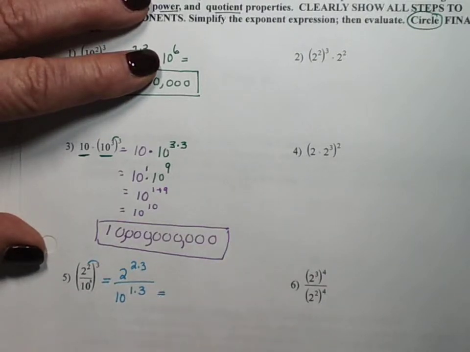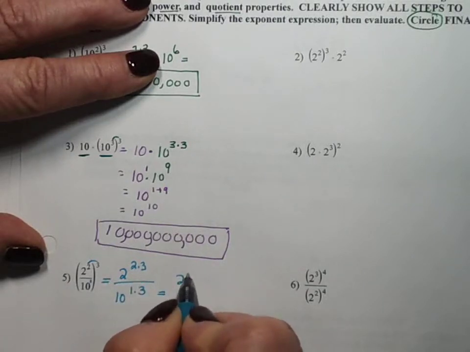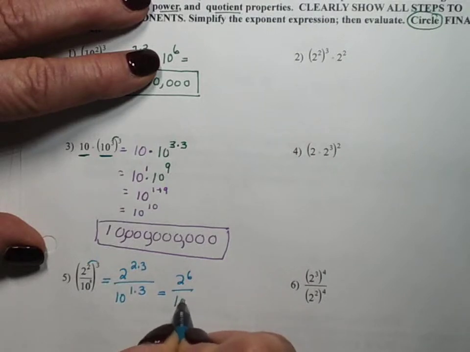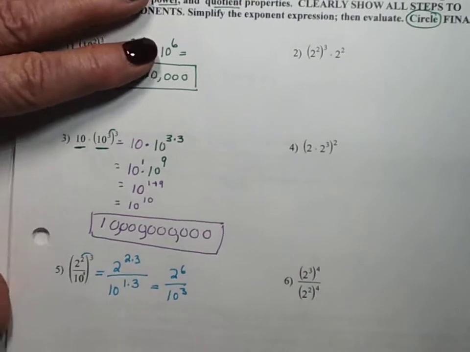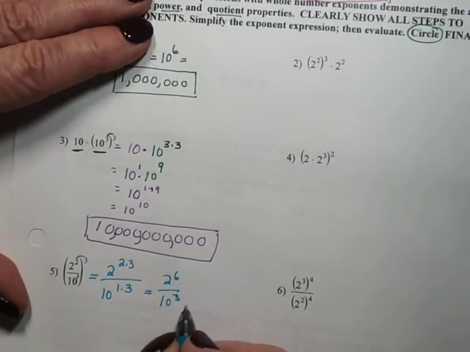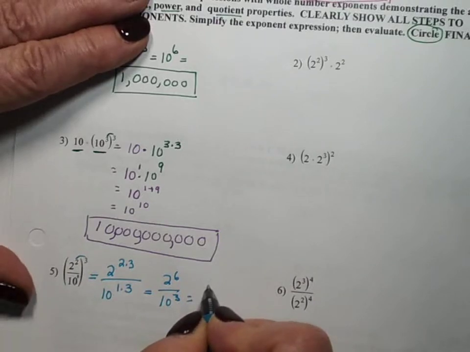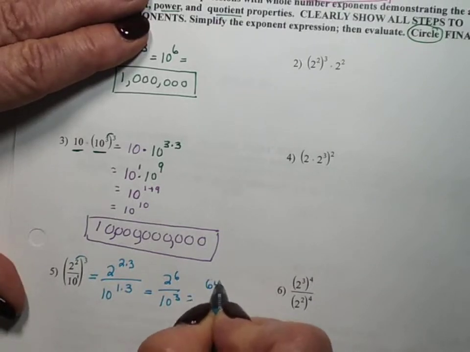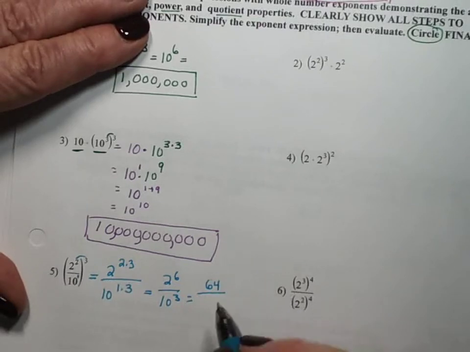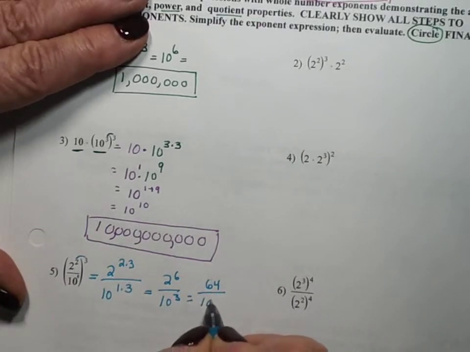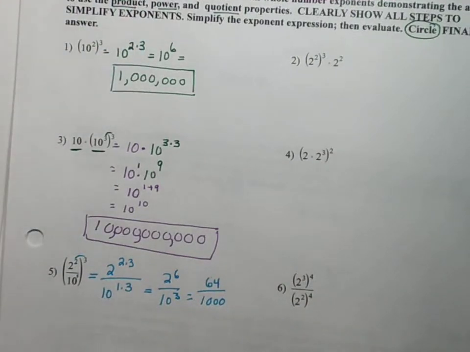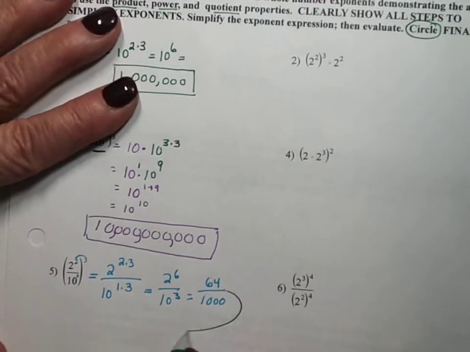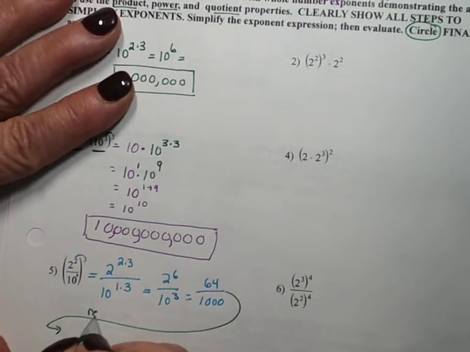I simplify it, and I get 2 to the 6th over 10 cubed. Two to the 6th, you can do that in your head, is 64. 10 cubed is 1,000. But now I have to reduce.